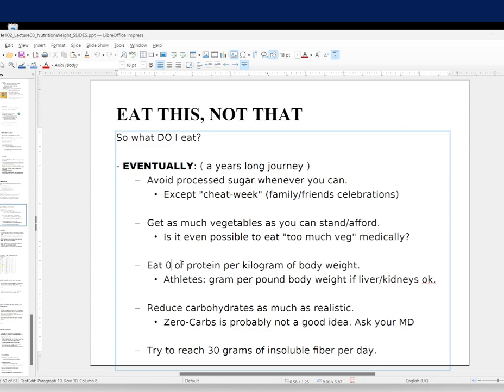Eat 0.8 grams of protein per kilogram of body weight. Athletes, a gram per kilogram. Yeah, okay.